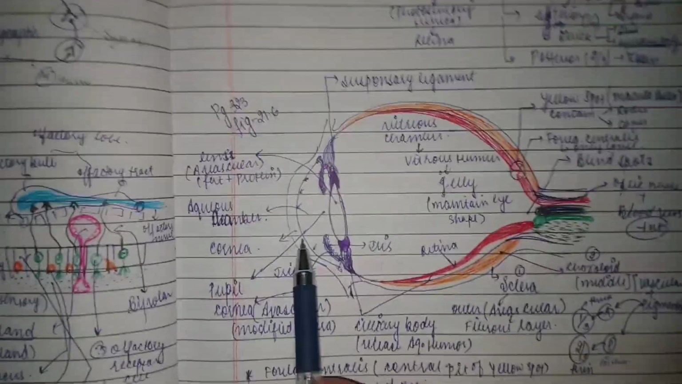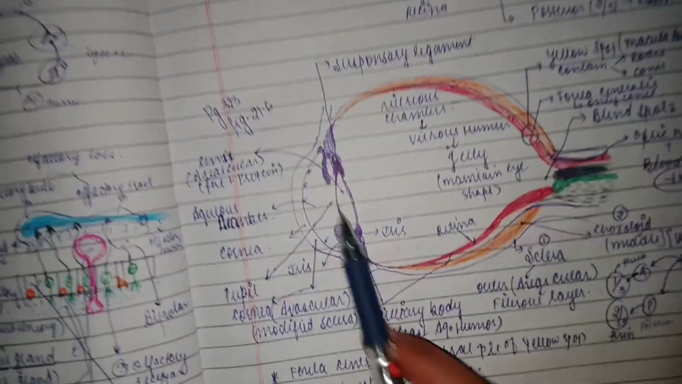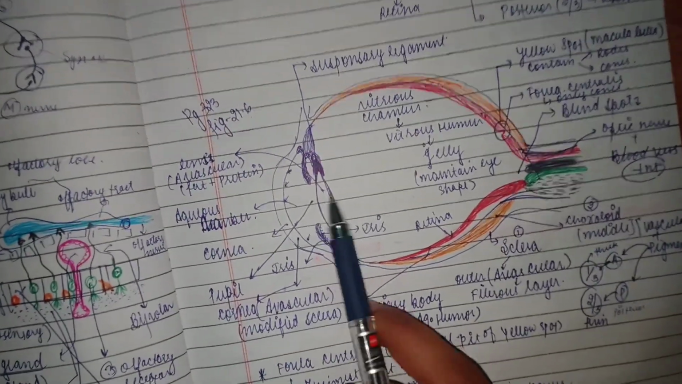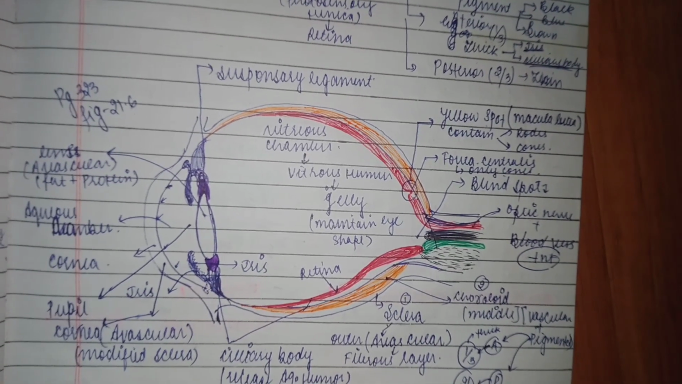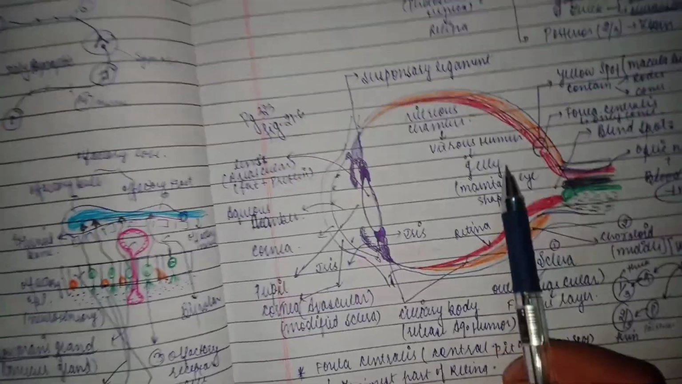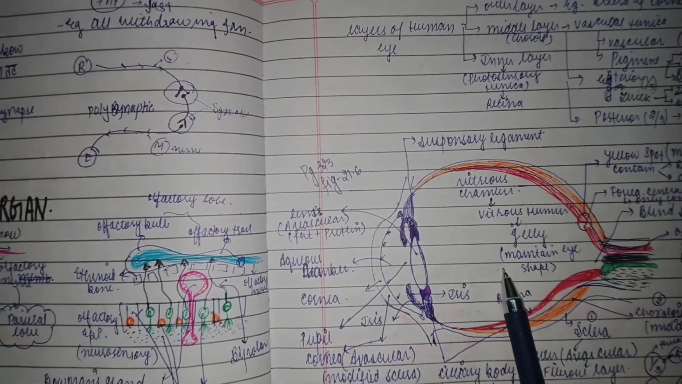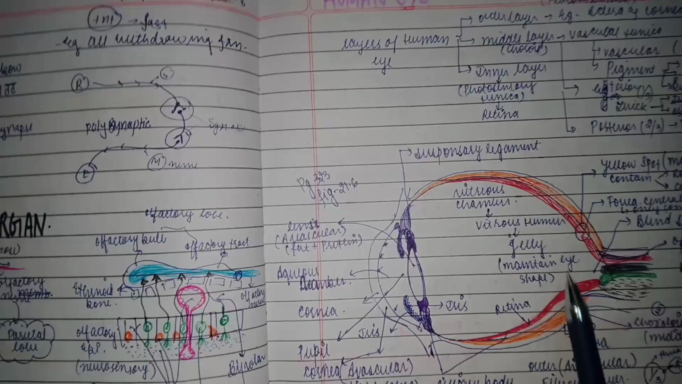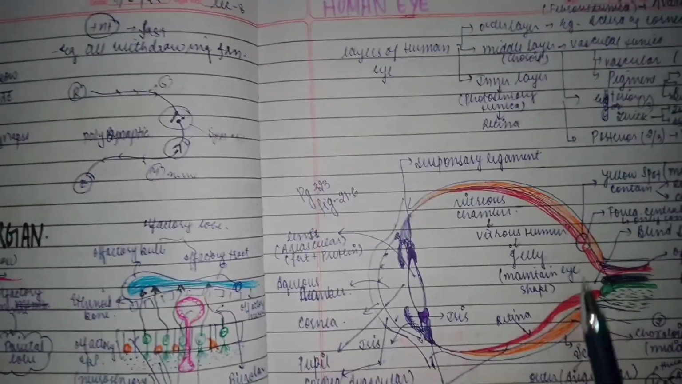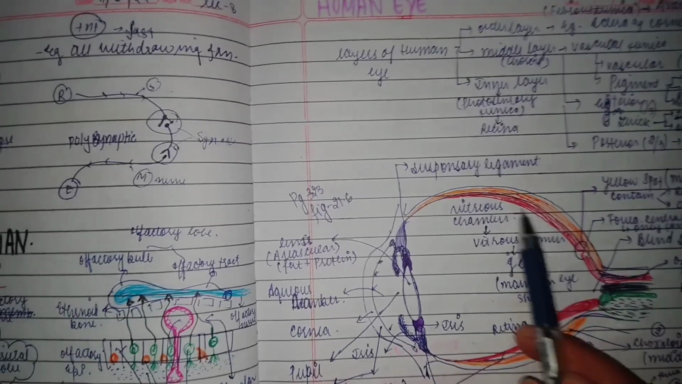This is the cornea which I am talking about. This is the pupil, and behind the pupil we have the lens, and behind the lens we have the vitreous chamber, where the vitreous humor, a gray jelly-like structure present inside the eyeball, maintains the shape of the eyeball. On the back side we see the photosensitive layer, the retina.